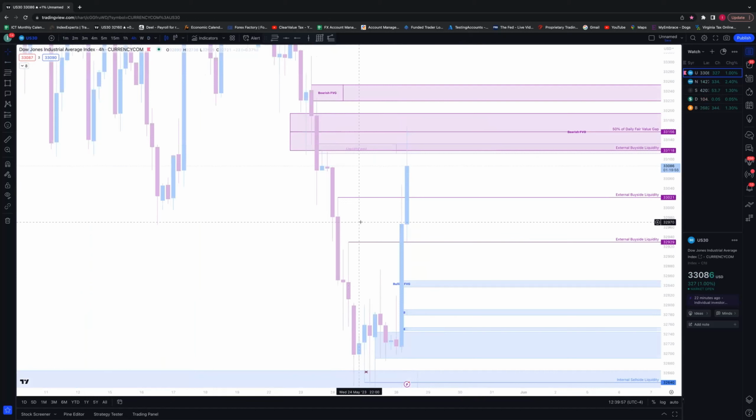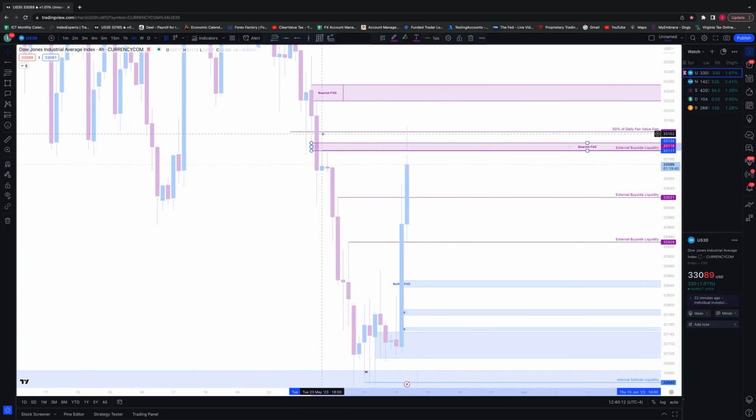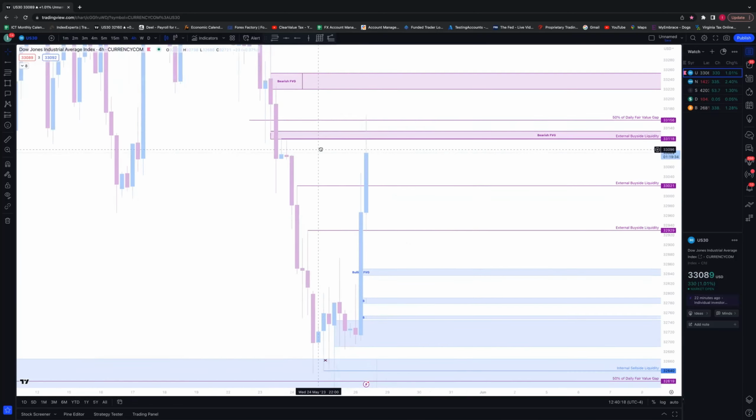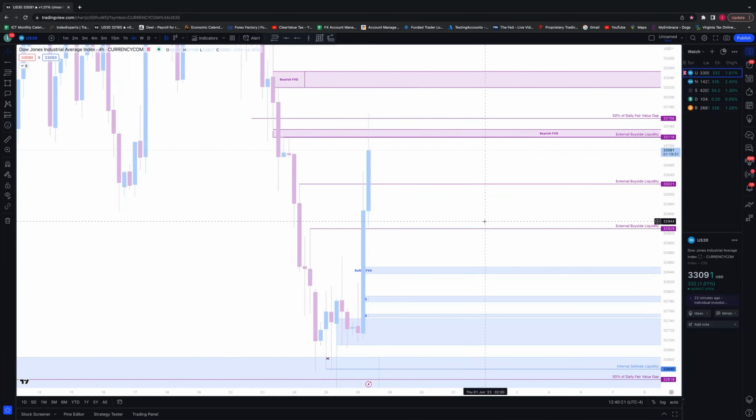So it goes to the 4-hour, and within the 4-hour, I try to see where, and maybe refine it, right? So like right here, there is a fair value gap, but I know this is the 50% of the daily. And again, the way that they work, the higher the time frame, the stronger they will be. So I am inclined to think that the 50% of the daily is going to be a lot stronger than the 4-hour, but it's still an area of interest.